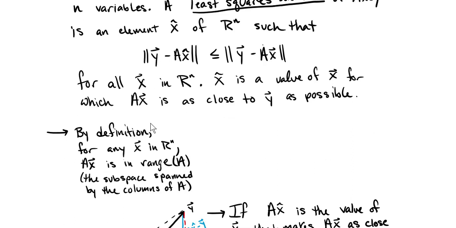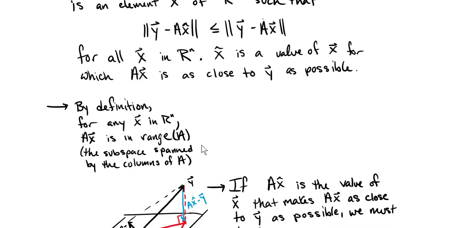So let's break this down a little bit more. By definition, for any X in Rn, AX is in the range of A. When we multiply by A, we're really getting a linear combination of the columns of A. And so that is actually a vector in the range of A. Remember, the range of A is the subspace spanned by its columns. This is all the outputs that A times a vector can produce. That's really the range of A.